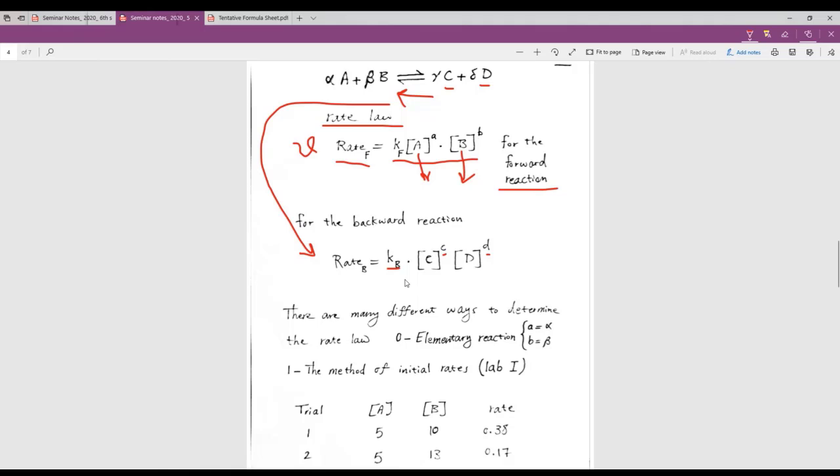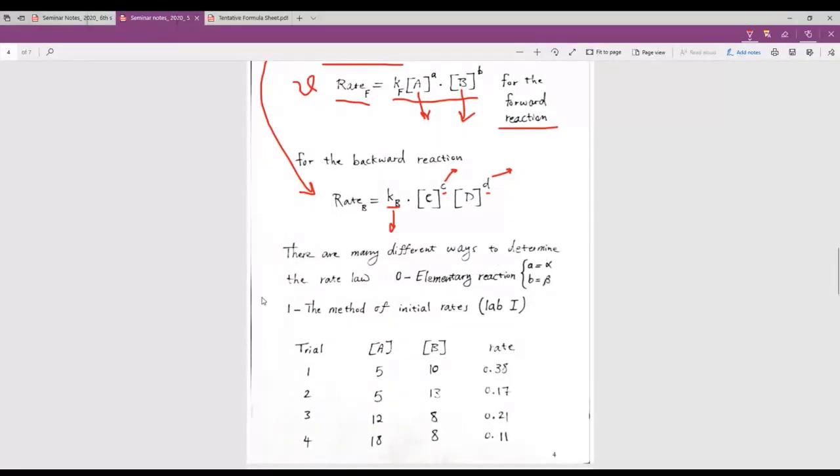Again, the exponents and K are determined experimentally. So determining the rate law actually means determining this K, this exponent c, and this exponent d, of course by using experimental data. It doesn't matter if it's forward or backward. It's the same here: K, a, and b. If you determine all those three, then you've determined the rate of the reaction, or the rate law. There are many different ways to determine the rate law.